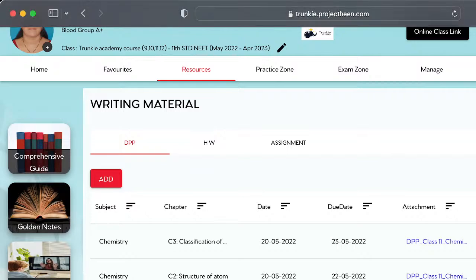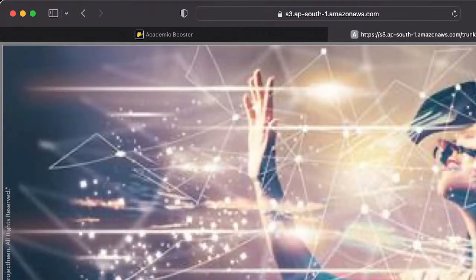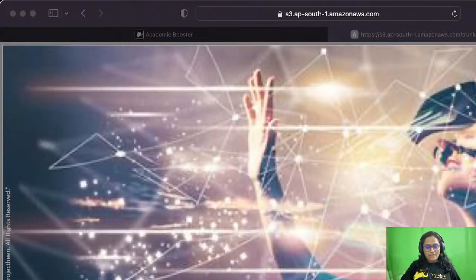You are going to go to the resources, then to the worksheet material, in which you will be able to see the DPP. You will download it, solve all the questions based on it, write down the solutions on a piece of paper, and then submit it in the portal, right? So that is the idea for the DPP, daily practice problems. I hope you understood that, and yes, that's all for today.